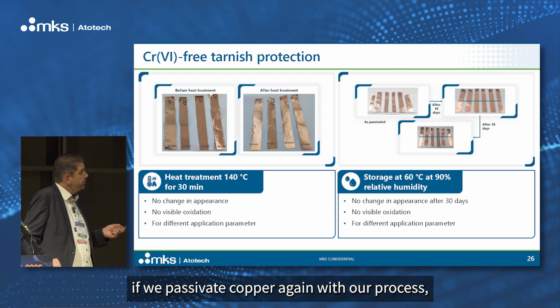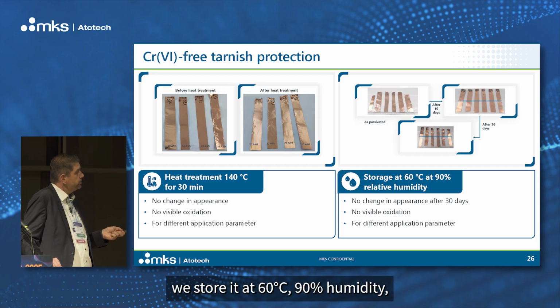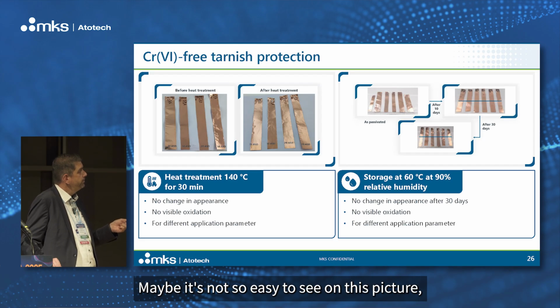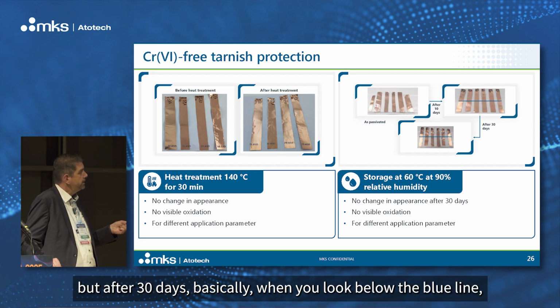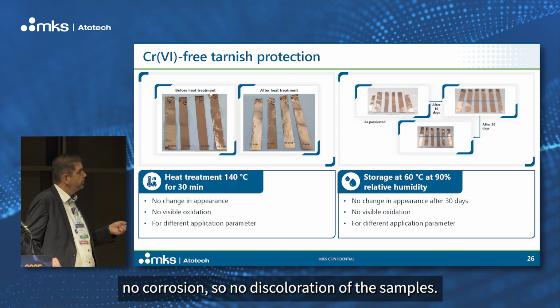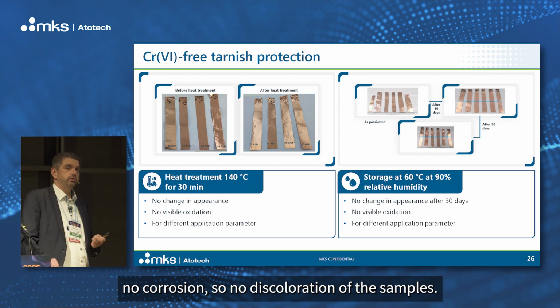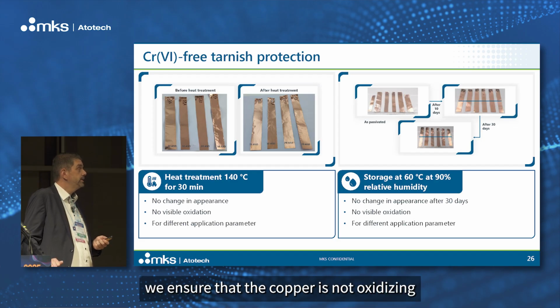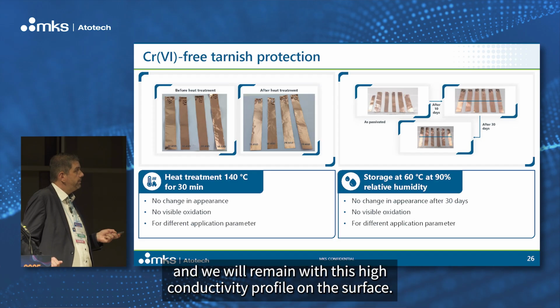The same happens if we passivate copper again with our process. We store it at 60 degrees and 90% humidity for 30 days. Maybe it's not so easy to see in this picture, but after 30 days, when you look below the blue line, there is no corrosion, so no discoloration of the samples. Again, we ensure that the copper is not oxidizing and remains with this high conductivity profile on the surface.